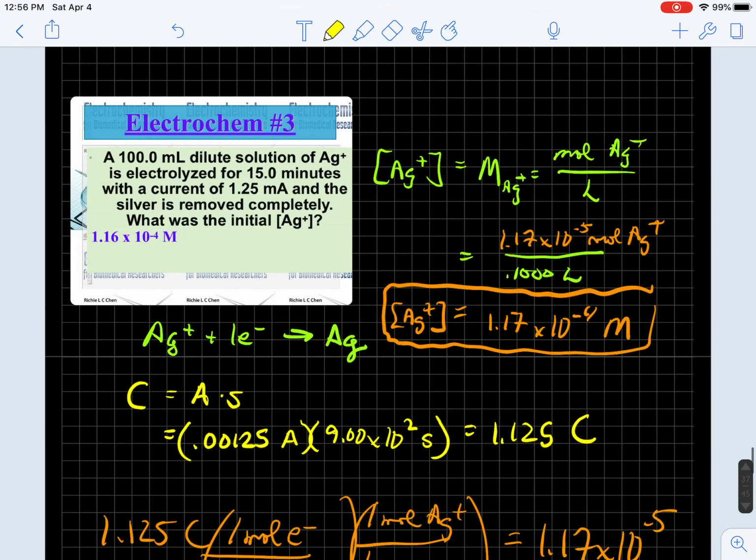For the third problem, we are going to completely remove all the silver ions from a 100 mL solution. They're giving me the volume, and they're asking me to solve for the concentration of silver. So that's a molarity, moles divided by liters, and we already know the liters: 100 milliliters is 0.1000 liters. So I just have to calculate the moles of silver ions.